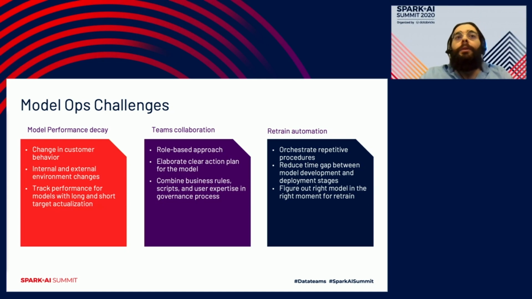Another concern was related to collaboration. They developed models in an environment with a lack of collaboration. This implies that models were not ready to take decisions. The last challenge was about retraining. As with model performance monitoring, figuring out the right model at the right moment for retraining is another bottleneck of machine learning systems.